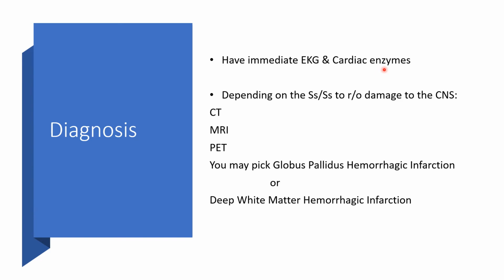In my full presentation, I've stated that two organs will pay more price for carbon monoxide poisoning. All organs will be affected in the body for sure, but the heart and the brain will pay more, or they will suffer more. So EKG and cardiac enzymes to find out what is happening to the heart. And of course, you can embark on CT, MRI, or PET to know how much the brain or the central nervous system has been damaged. And when you do that, you are likely going to pick globus pallidus hemorrhagic infarction or deep white matter hemorrhagic infarction.